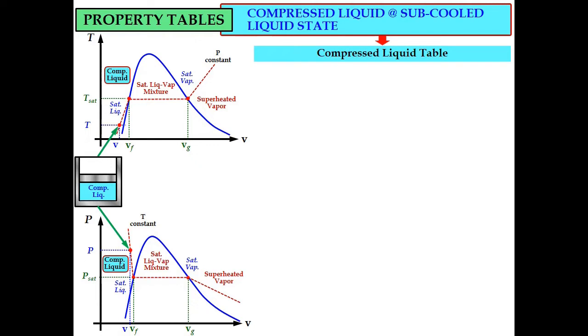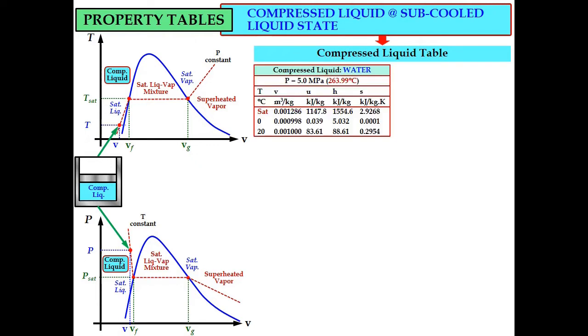So now for the compressed liquid table, this is an example of the compressed liquid table for water. The minimum pressure for this table is 5 megapascal. The red numbers in brackets represent the saturated temperature. If you look at the temperature column, SAT in red represents the value in the bracket, which is 263.99 degrees Celsius. The value will change depending on the pressure of the compressed liquid.